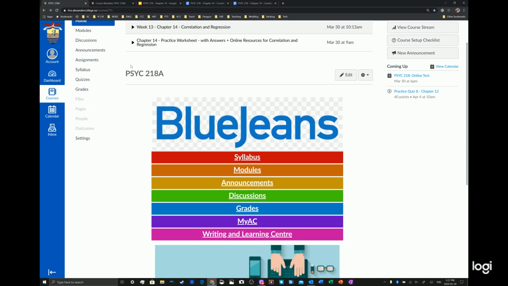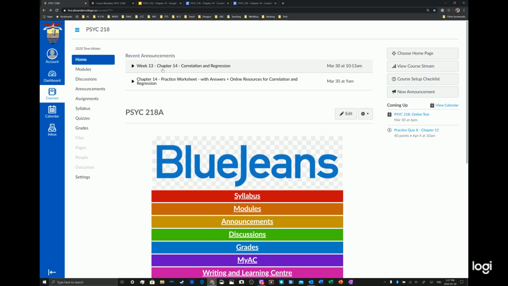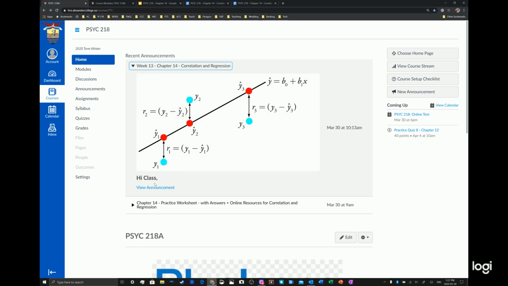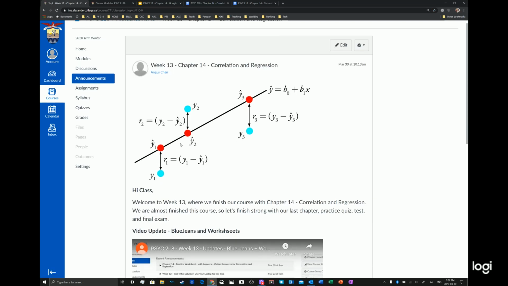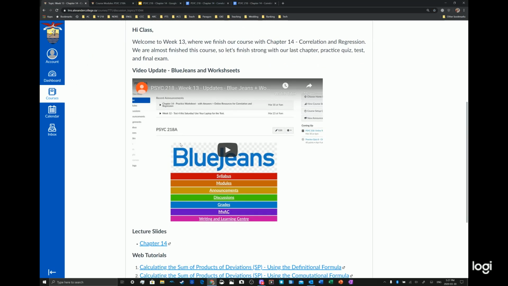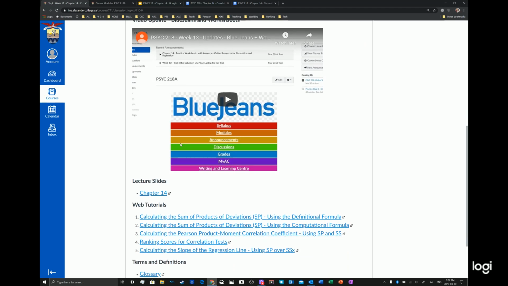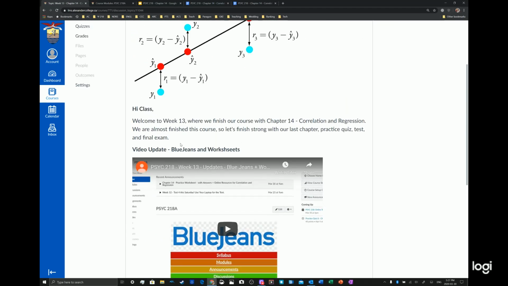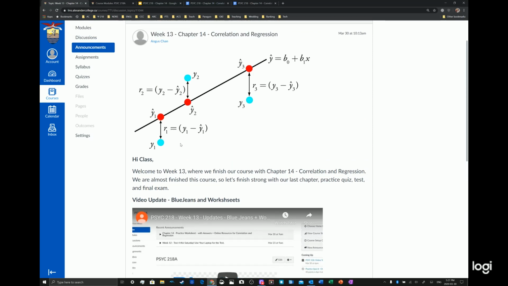More importantly, the announcements are updated as well. So we have 2 announcements. One is the announcement for Chapter 14. I've set it up this time so the announcement looks, if not exactly the same as the module itself, so you don't really miss anything. You can always go to the modules to find the chapter content, but this time, just to make sure you get it, it's in the announcement as well.